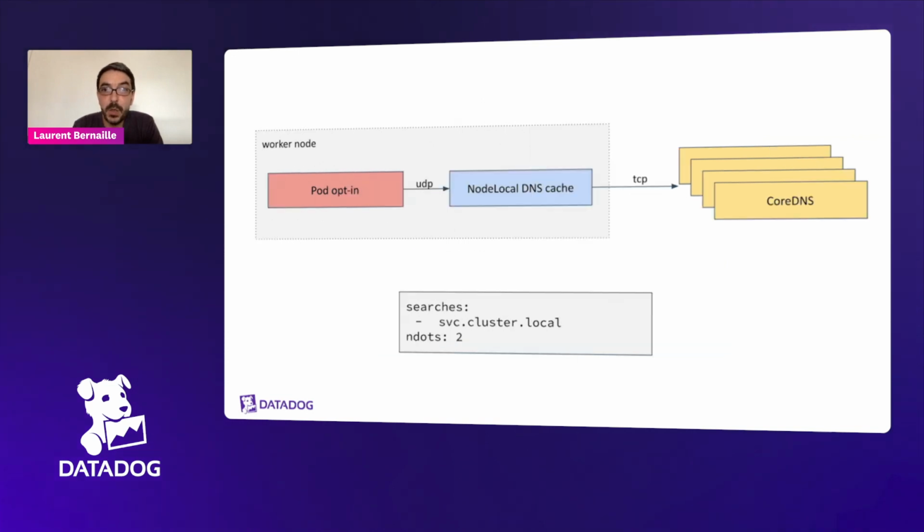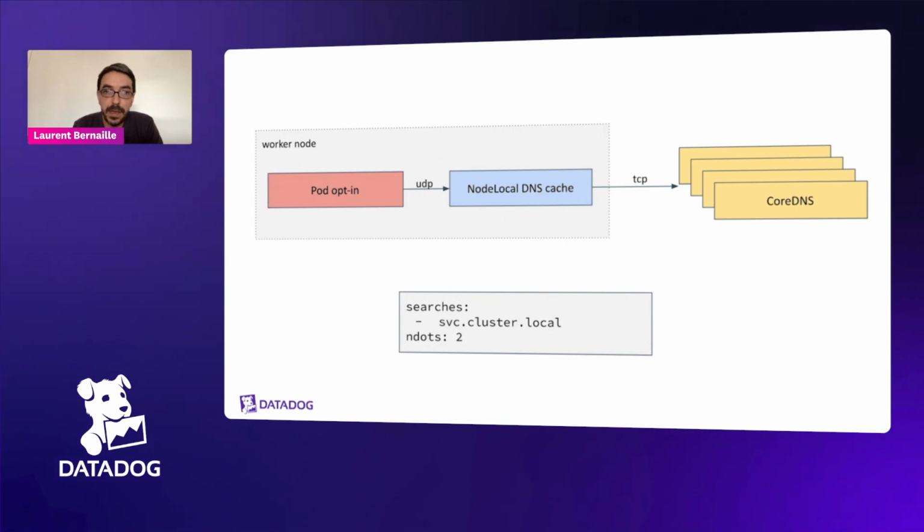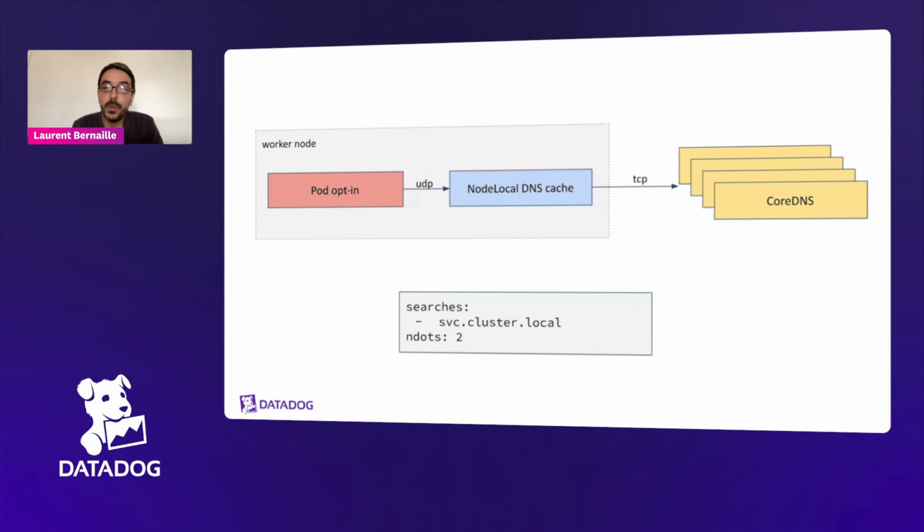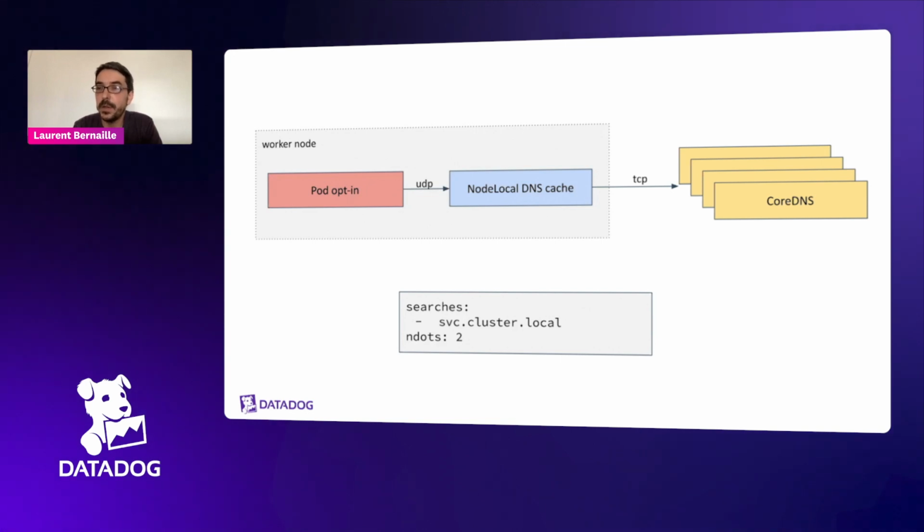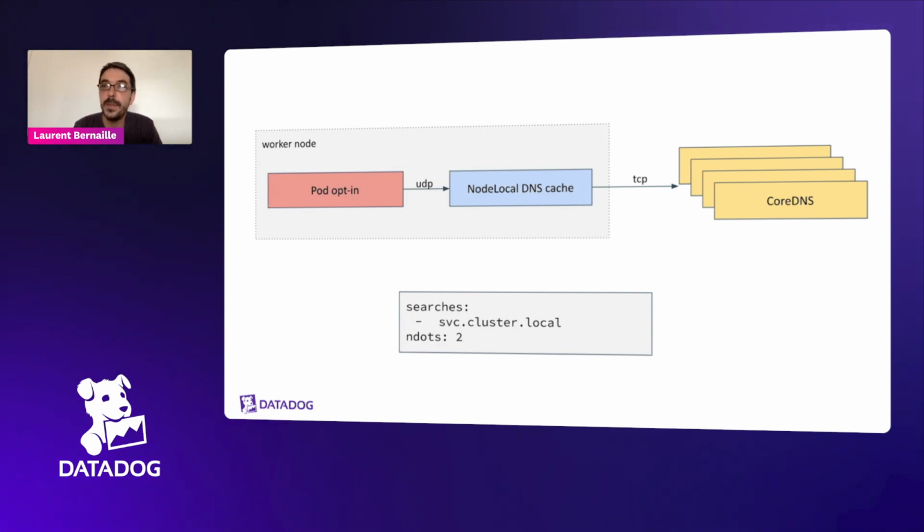The optimization we made was to make the search domain much simpler, at the cost of making things slightly more complicated for applications. As you can see here, we have a single search domain, which is service.cluster.local. This means that if you want to address an application that's also in your namespace, you need to put the namespace because this will not be expanded. So if your application is trying to reach a service in the same namespace only by name, it won't be reachable because you need to add the namespace.